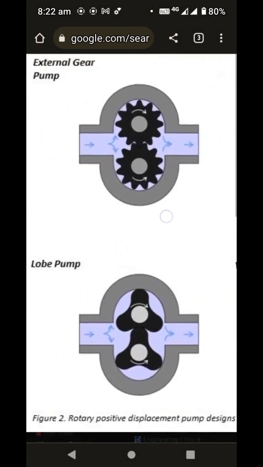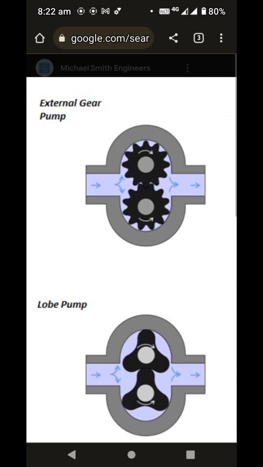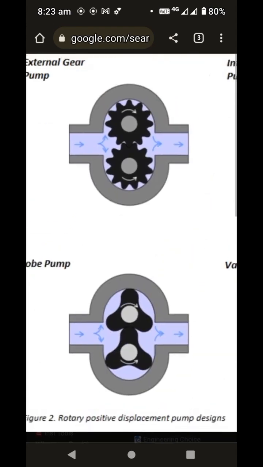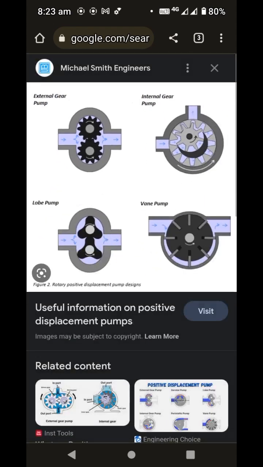In this external gear pump, the gears are arranged inside. But to make a lobe pump, those gears are removed and then the lobes are attached. The similar casing, everything will be the same setup only. In this external gear setup, the gears are removed and then lobes are attached. So this is also one of the positive displacement pumps.